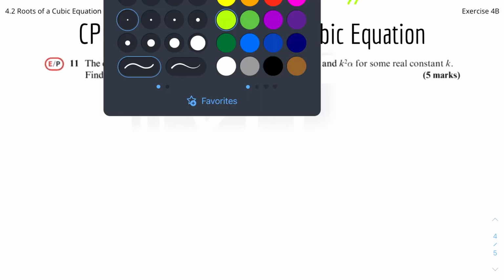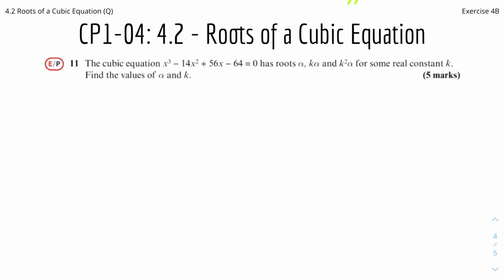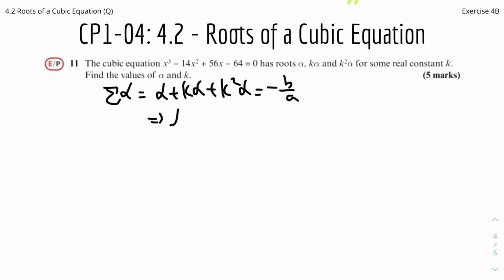And for the next question, the cubic equation x cubed minus 14x squared plus 56x minus 64 has roots alpha, k alpha, and k squared alpha for some real constant k. Find the values of alpha and k. So we can first do the sum of the roots. So the sum of the roots equals alpha plus k alpha plus k squared alpha equals minus b over a.